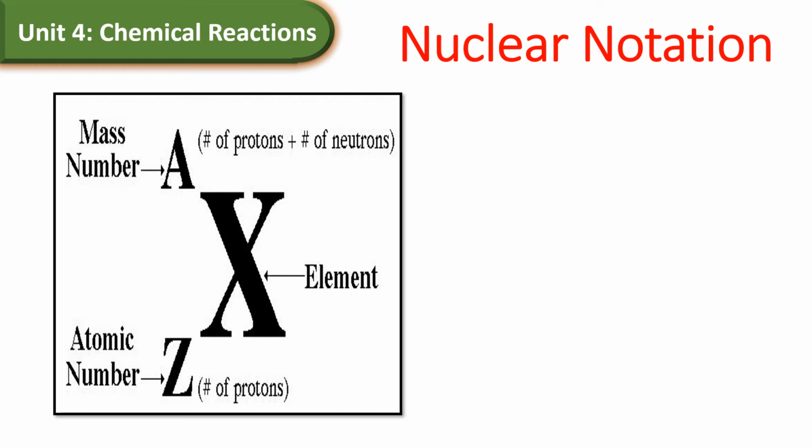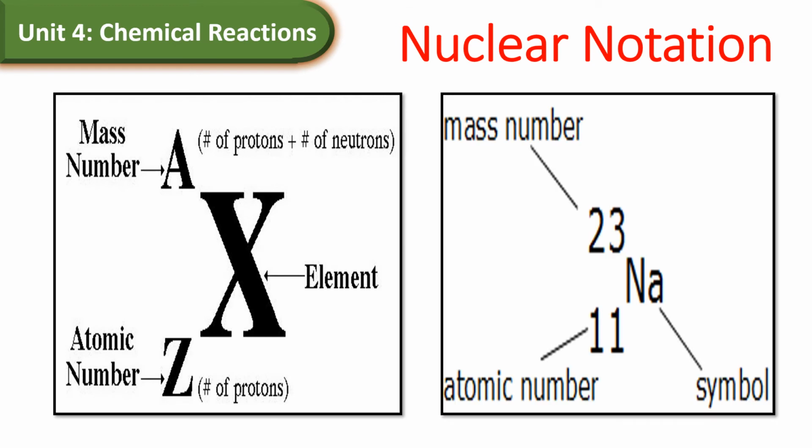So for example, we have here the element sodium. Your element sodium tells us that the element symbol is Na. It has a mass number of 23 and it has an atomic number of 11. So this is what you call your nuclear notation.